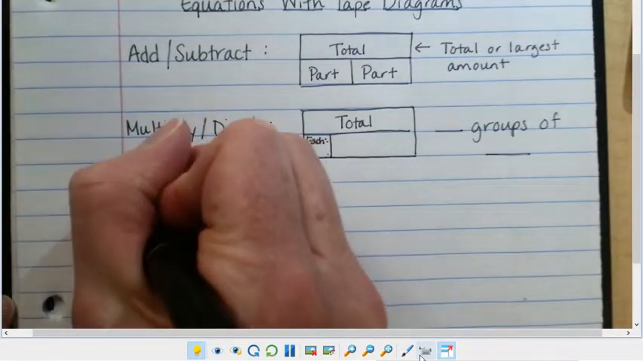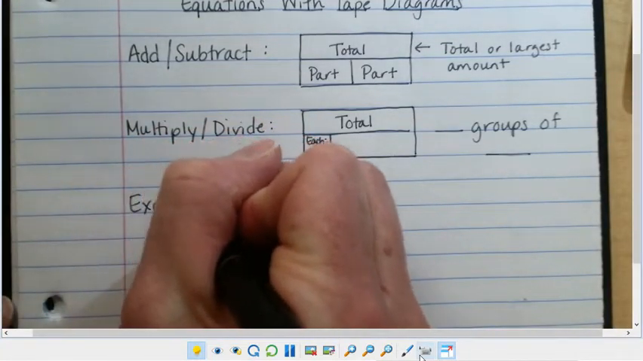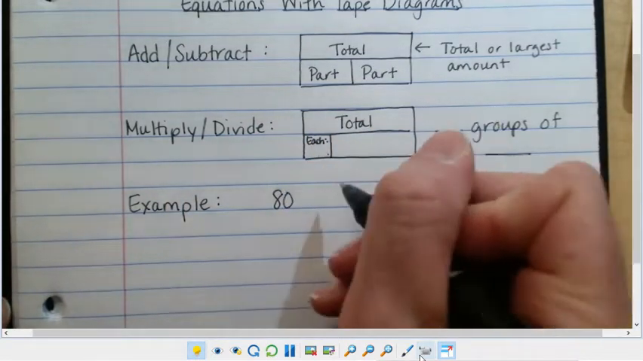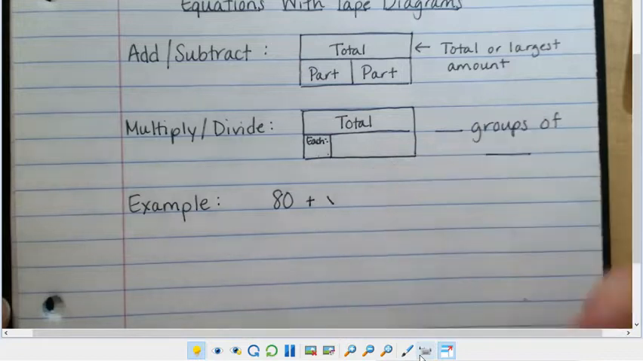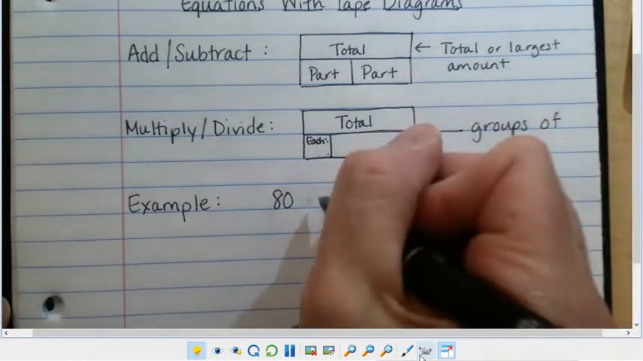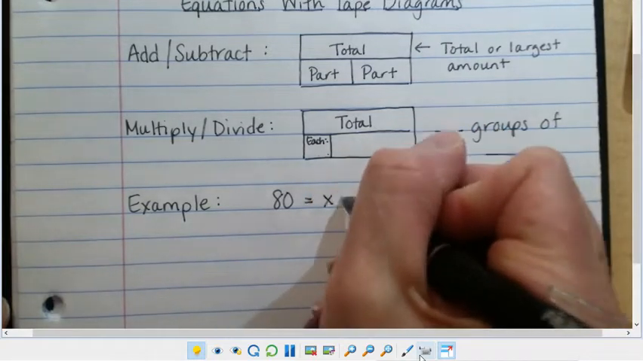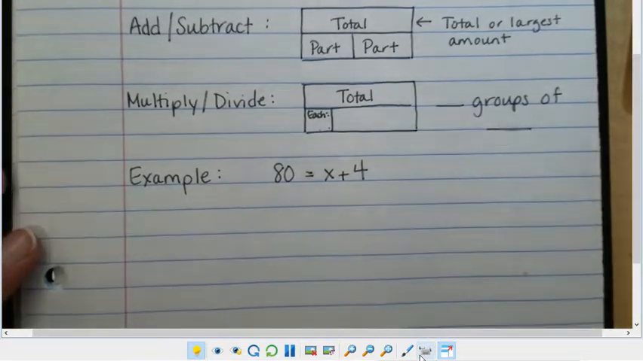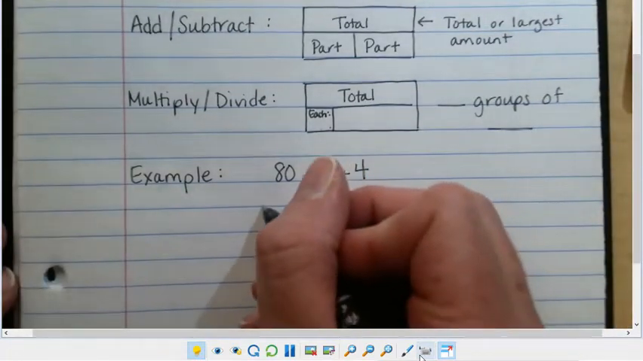All right, so here's an example. So write this in your notebook. So if I have an equation like 80 equals x plus 4, and I have to make a tape diagram for this.